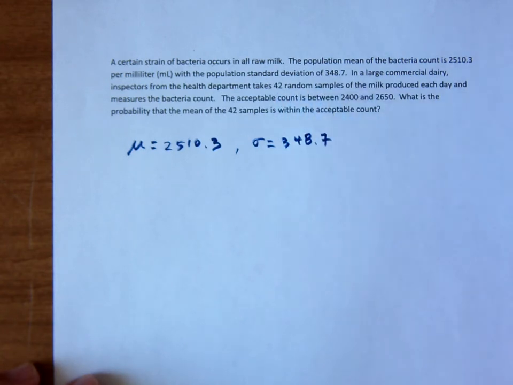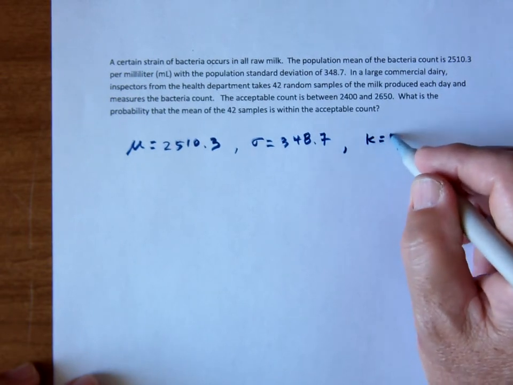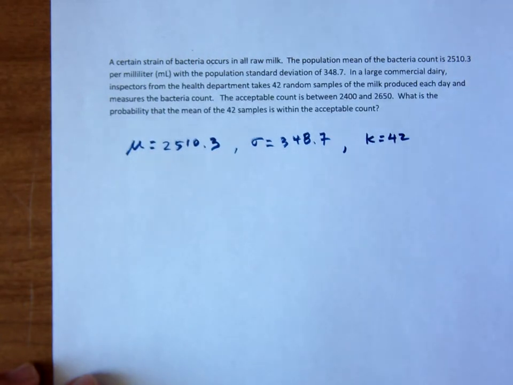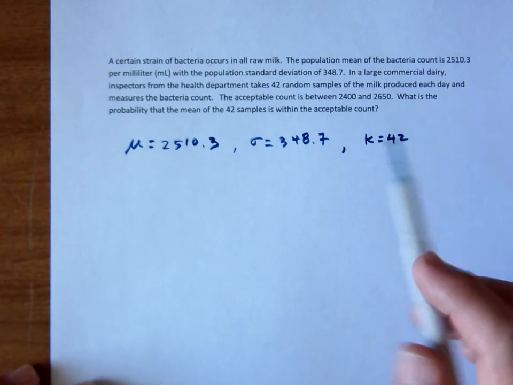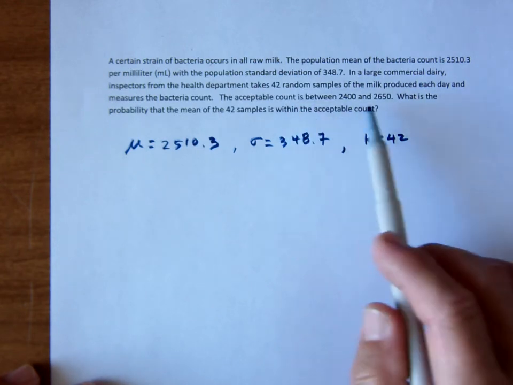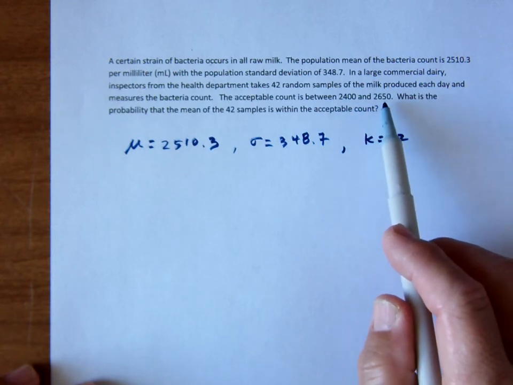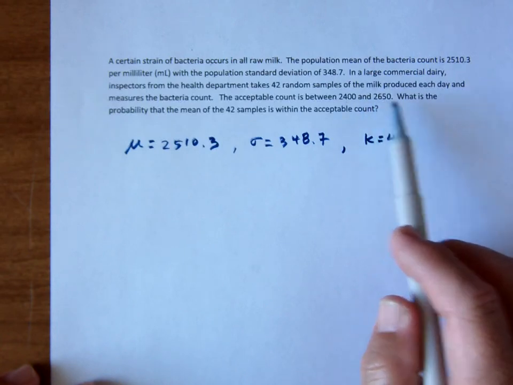Okay, all right, so that is going to be our K. Some books use letter N, lowercase n or capital N, but I use letter K here. Right, and what we want to know is whether the acceptable count or level is between 2400 and 2650. So if the level is outside of this, then the milk is not acceptable to be sold.